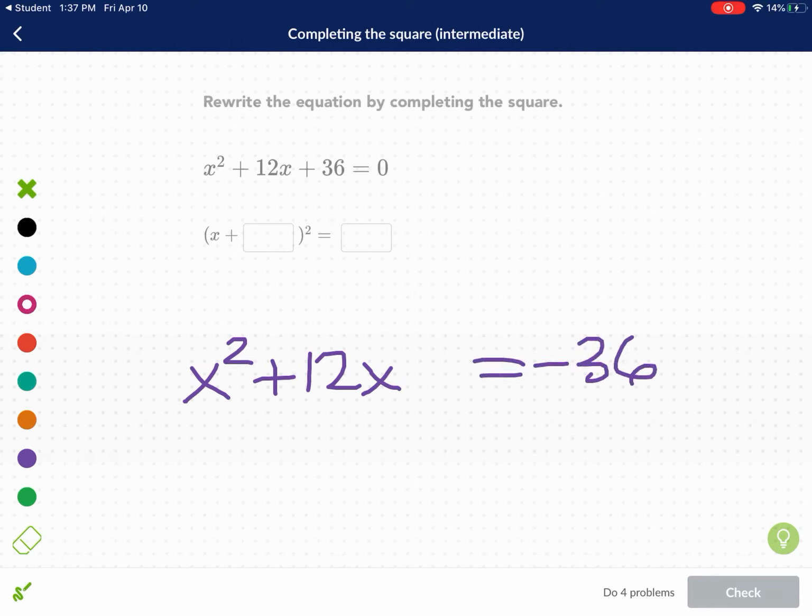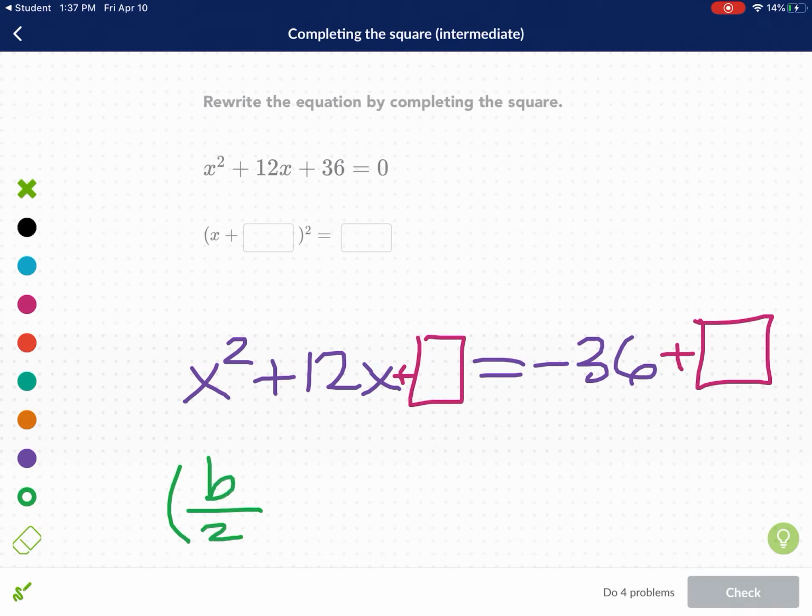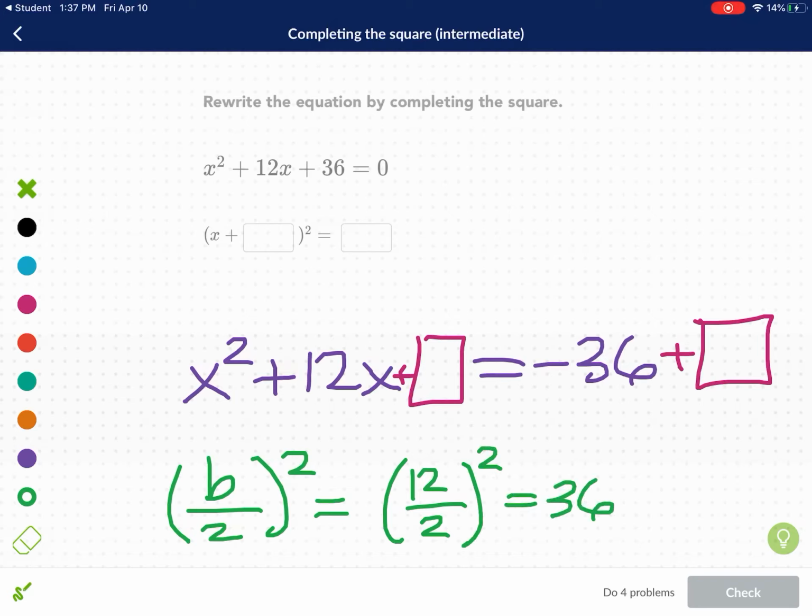So then the question becomes, which number should we put here and thus also over here? So it goes back to our formula. To complete the square, you take the b term divided by 2 and you square it. In this particular case, the b term is 12. So if we take 12 divided by 2 and we square it, we should get 36. So we're going to add 36 to each side.